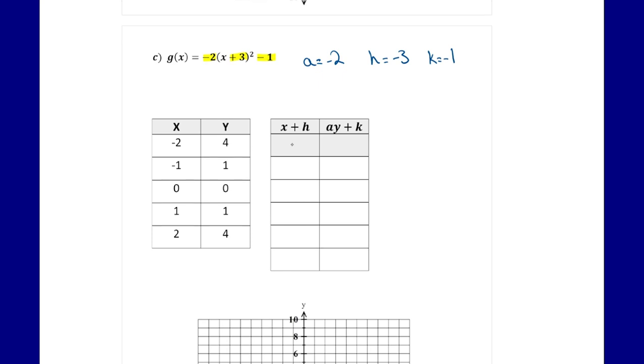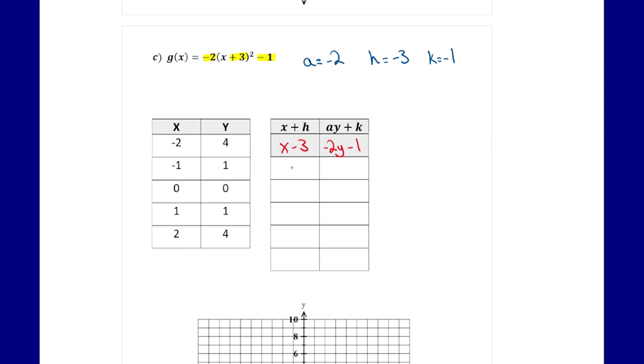So if I go to my mapping notation for the transformed function, we will be taking x and subtracting 3 from it. We will be multiplying y by -2, and subtracting 1. I can now use my key points to come up with my new table of values.